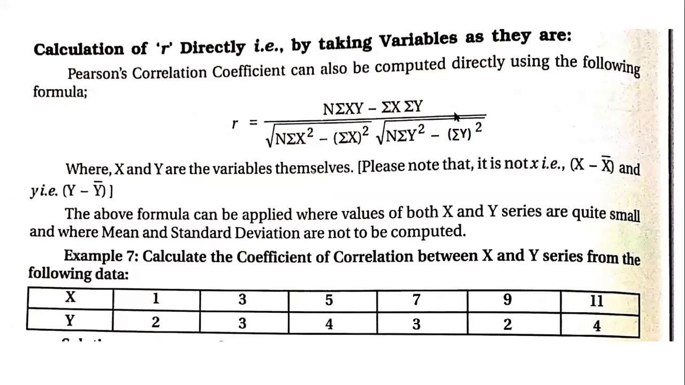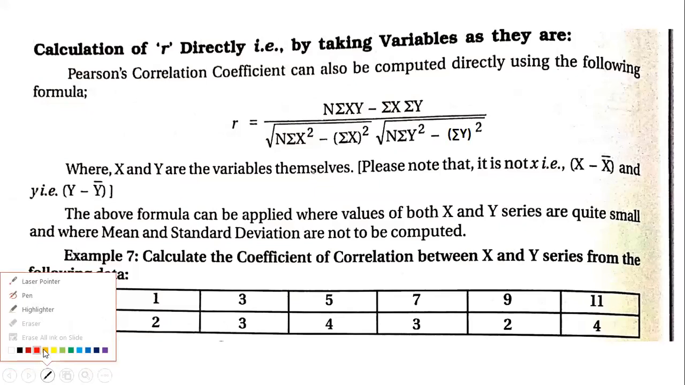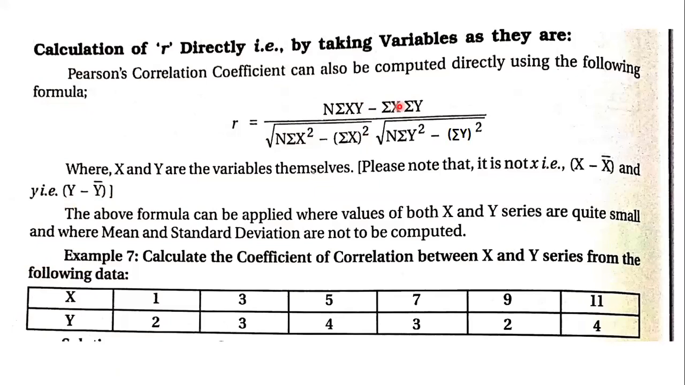So we were learning this problem, that is calculation of R directly by taking variables as they are, and we saw this formula. This sort of formula is used in only two cases, that is if the values are very small. If you see the values, they are single digit or maximum double digit. Even in double digits they are of less value. Or the other condition is where mean and standard deviation are not to be computed. You need not calculate mean and standard deviation for few of the problems because they are very, very small.